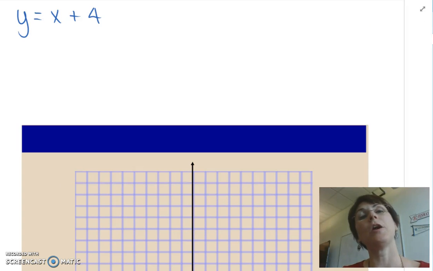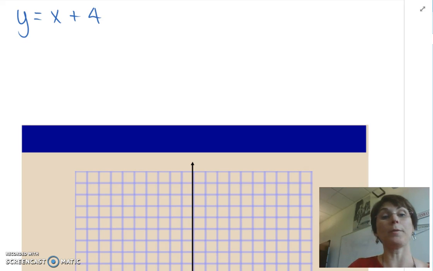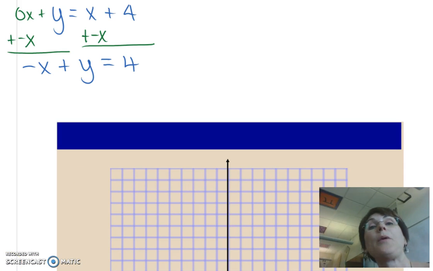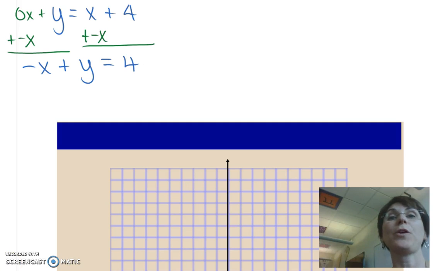For this equation, notice it is not in standard form, and we want to have our equations in standard form. So go ahead and put this equation in standard form. So if you end up with negative x plus y equals 4, then you have the right equation in standard form. So now go ahead and find the x and y intercept and check back.